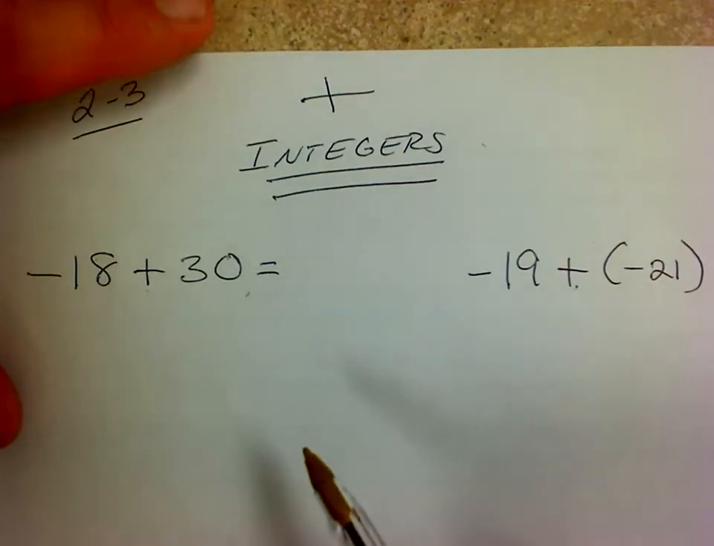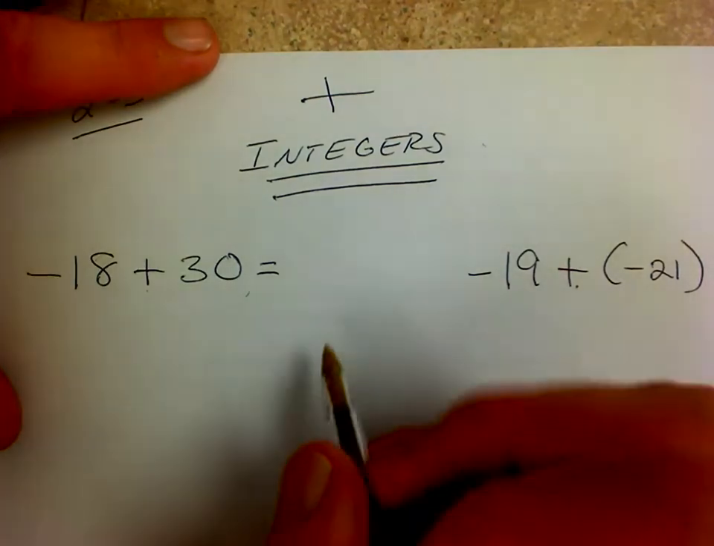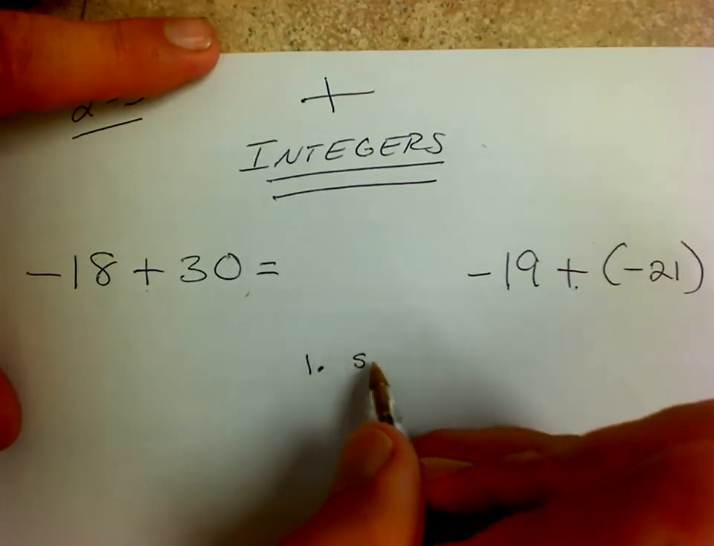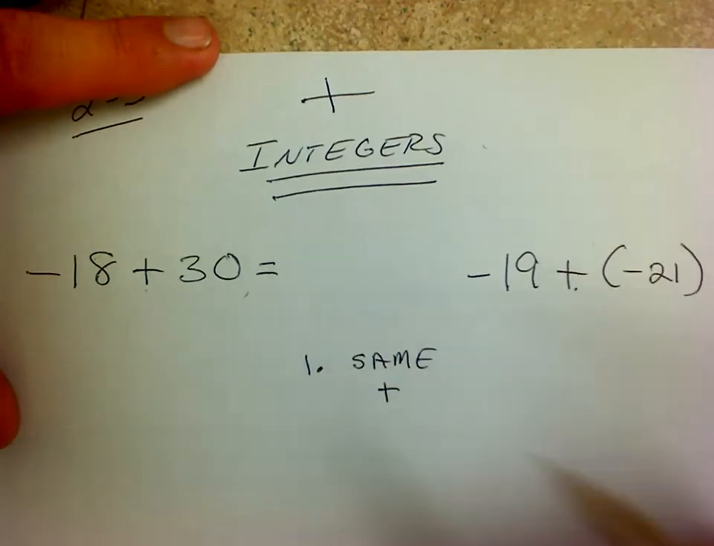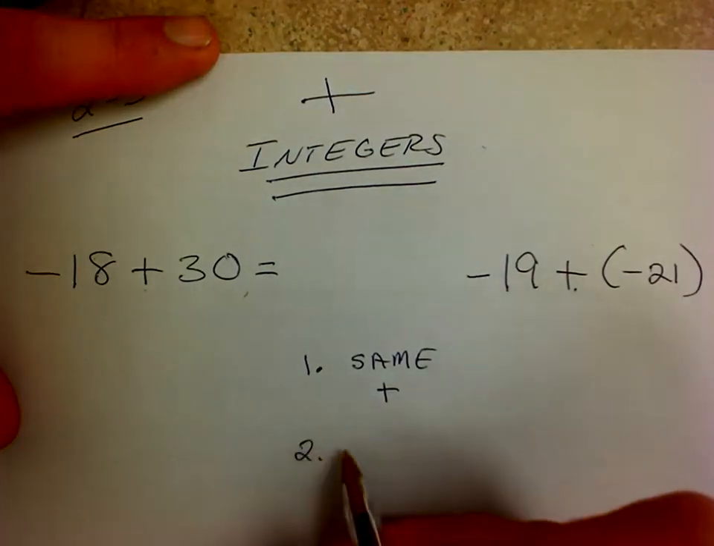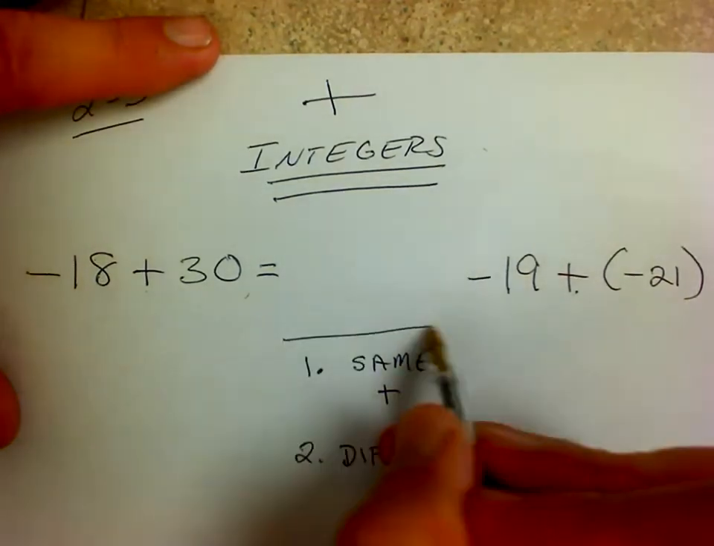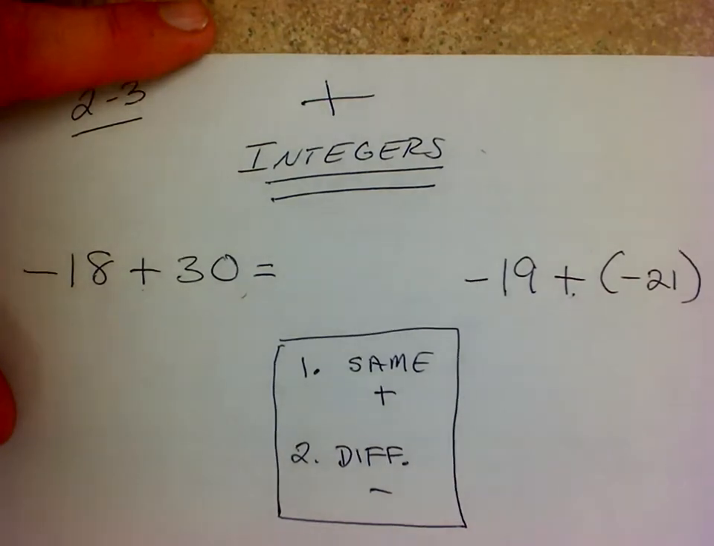Okay, so we came up with two rules today in class. And again, we want to keep this as simple as possible. So our rule: if our signs are the same, we add. If our signs are different, we're going to subtract. Those are the two rules that we want to follow.